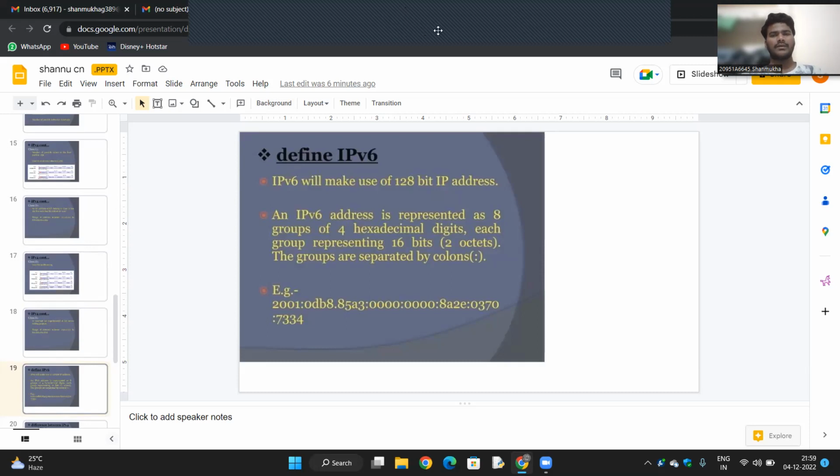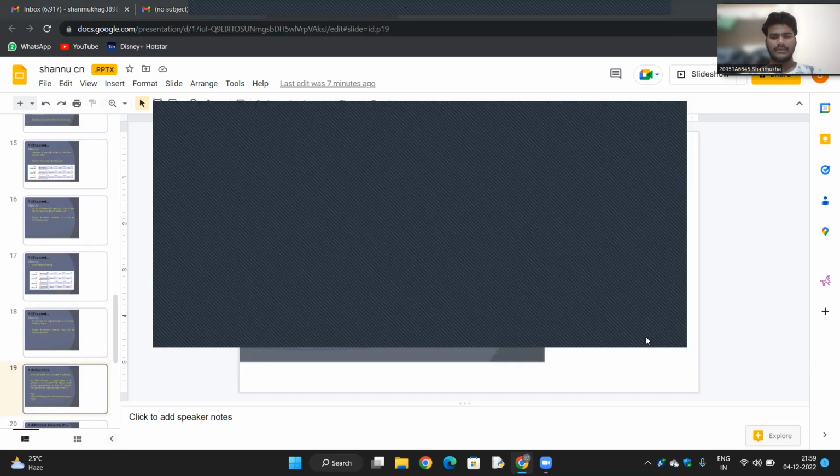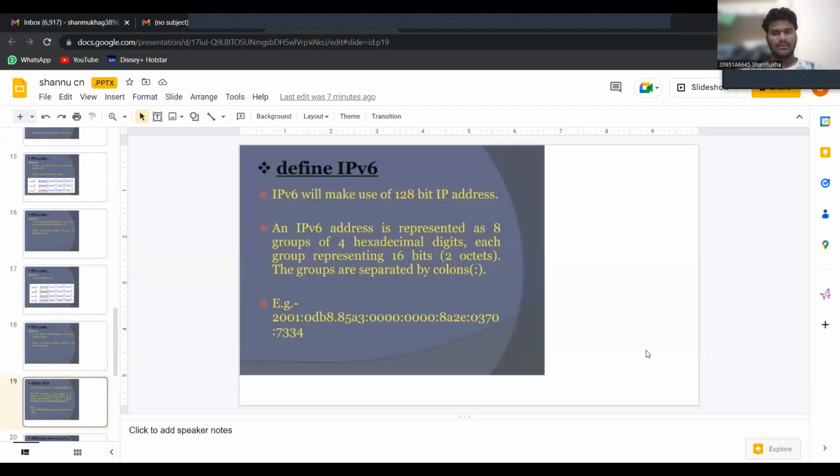Now, when we go for IPv6, IPv6 will make use of 128-bit IP addresses. An IPv6 address is represented as 8 groups of 4 hexadecimal digits, each group representing 16 bits, meaning 2 octets. The groups are separated by colons.